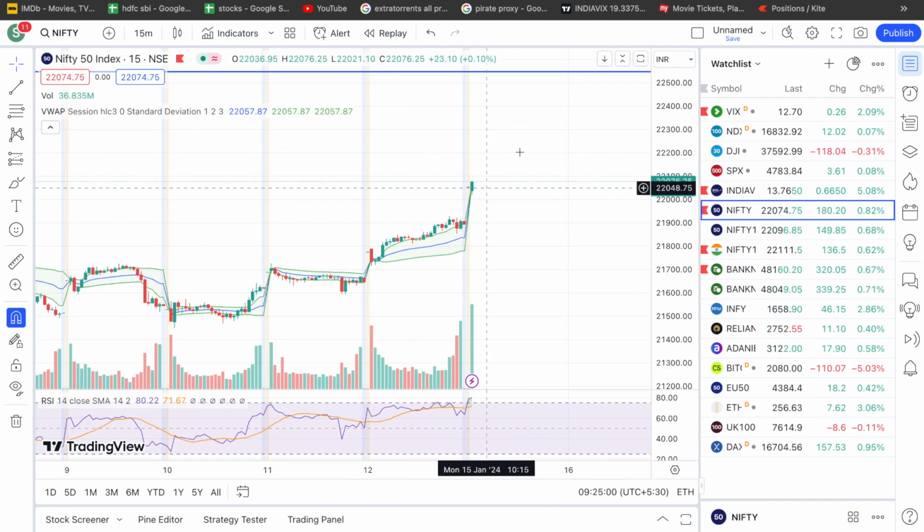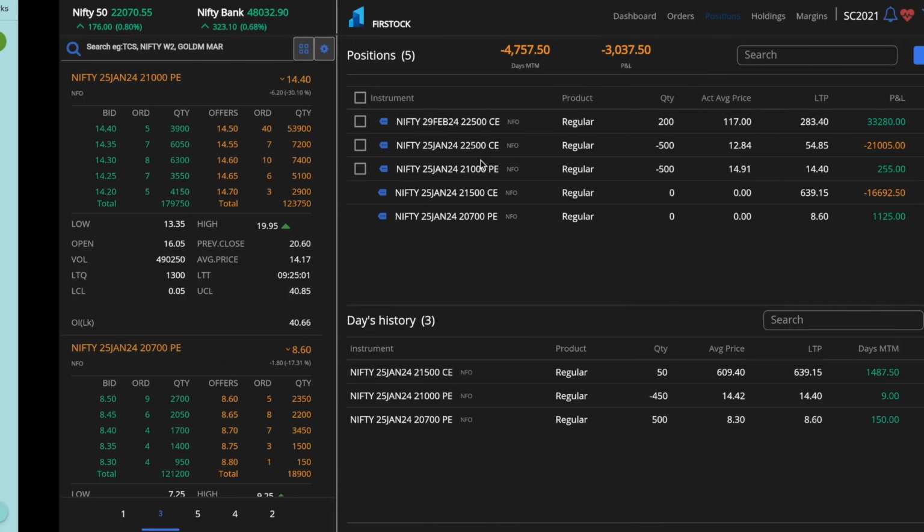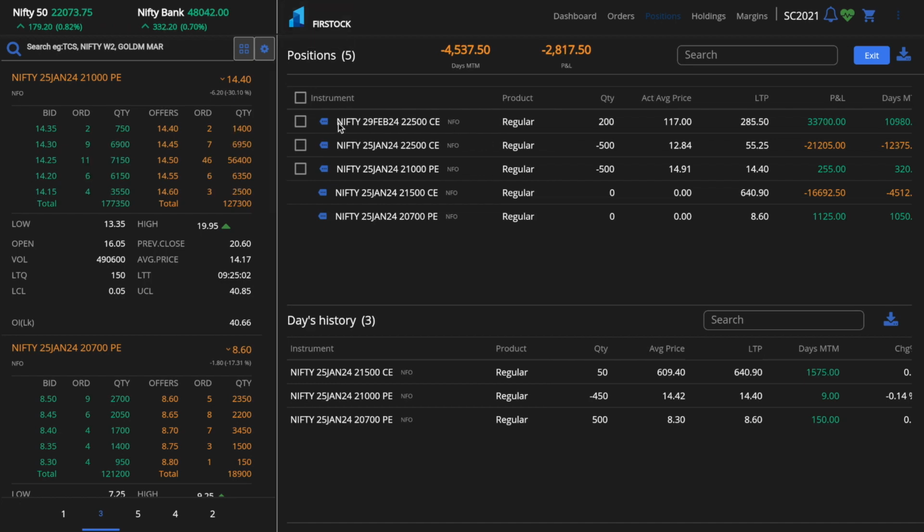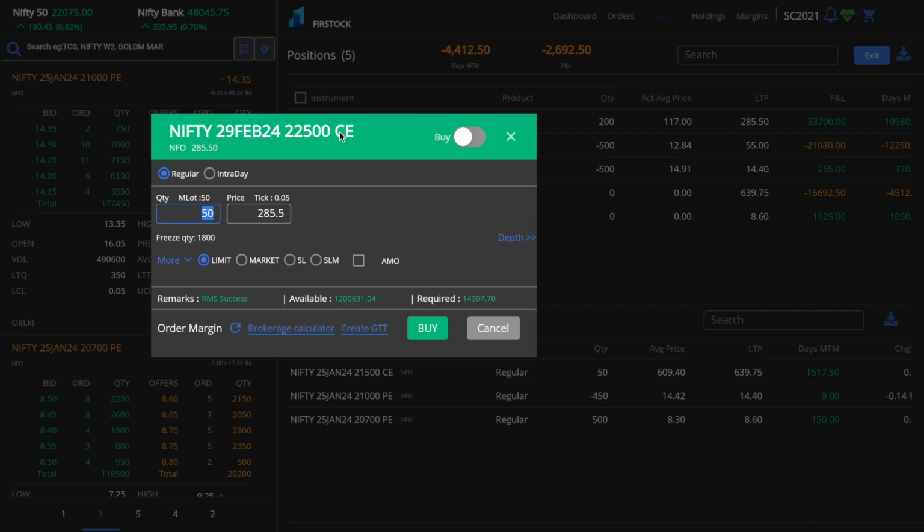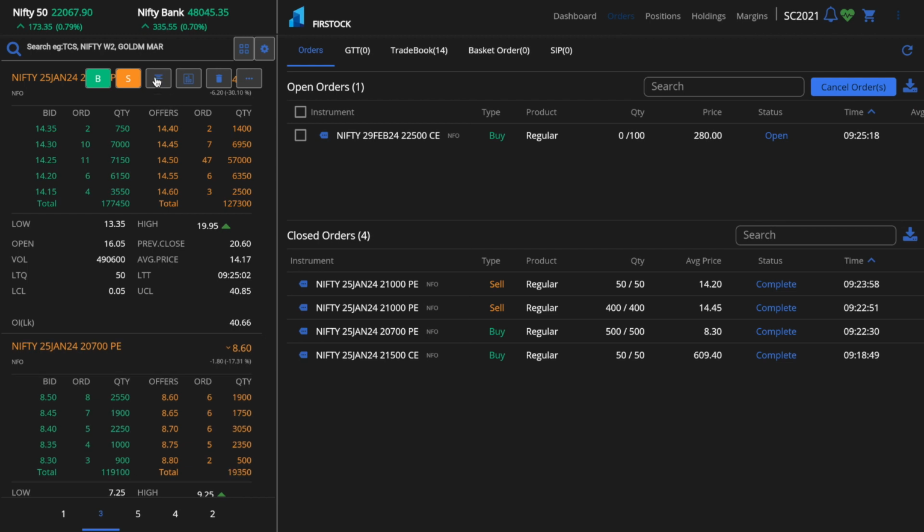Here we can see there is a very strong positive bias, and I think we can adjust further and go ahead and buy this for around 100 quantity, that is 2 lots at 285. What we'll do, we'll put the order at 280, and we'll track.